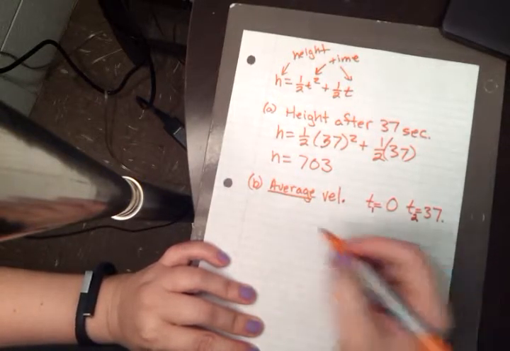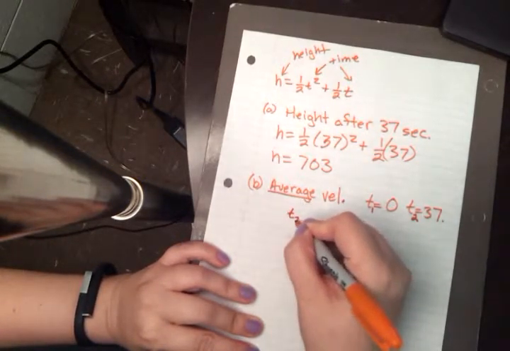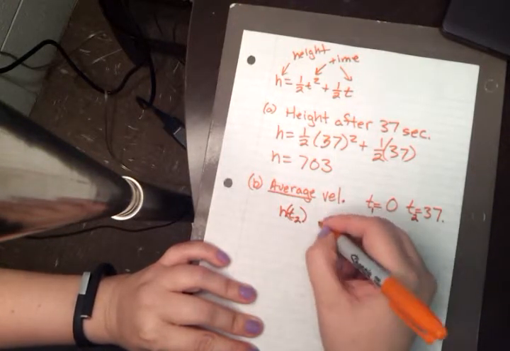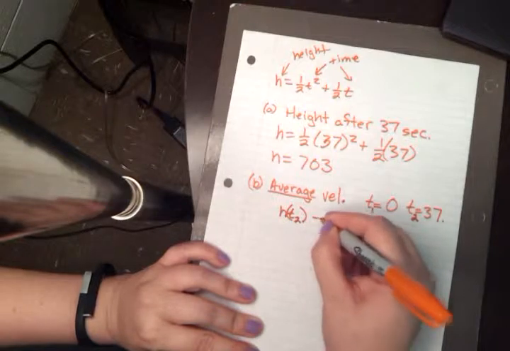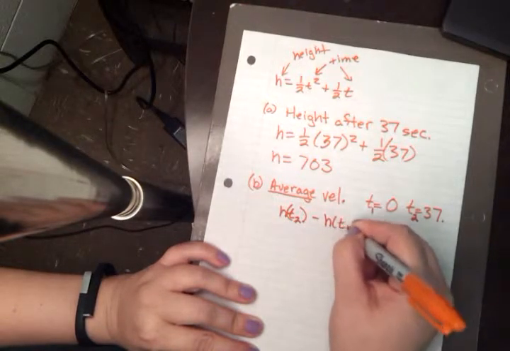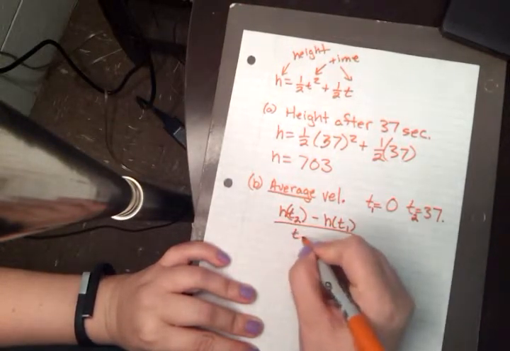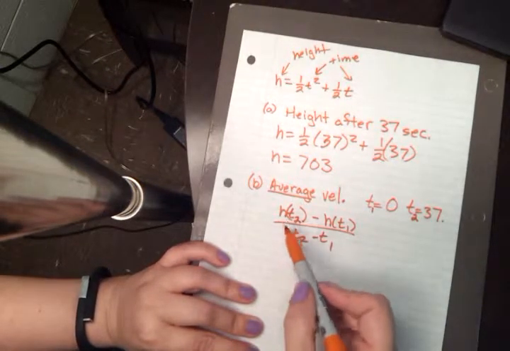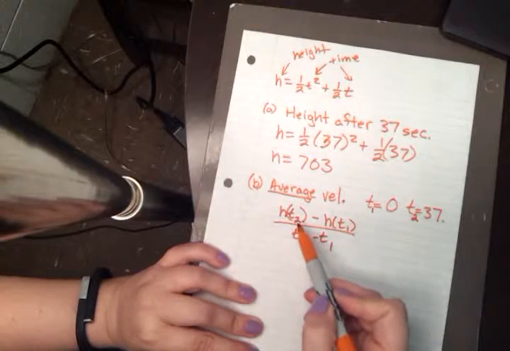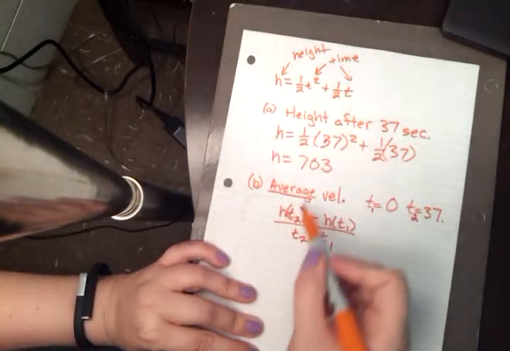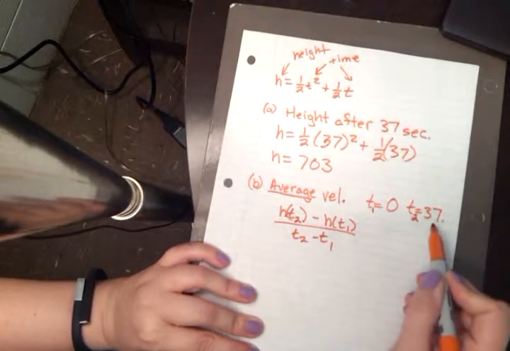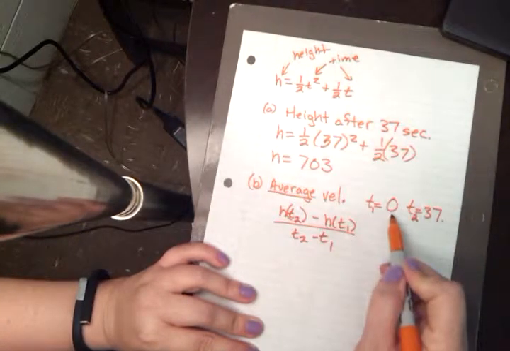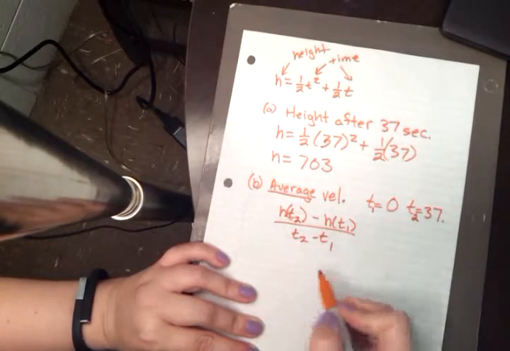And the formula for this now is going to be h of t2 minus h of t1, all over t2 minus t1, okay? So we're taking the original function, when we plug in this value, subtracting the original function when we plug in that value, and then subtracting the two values from each other.